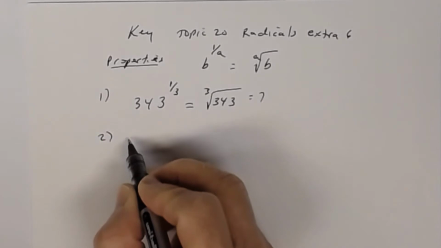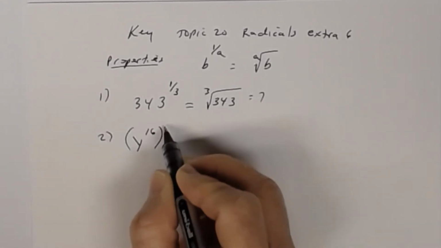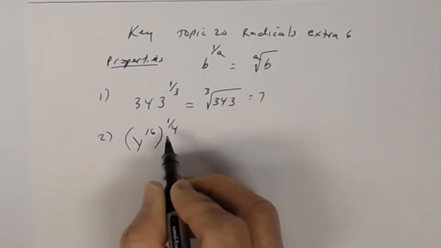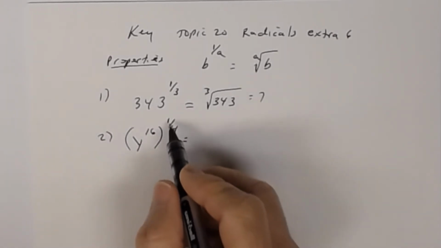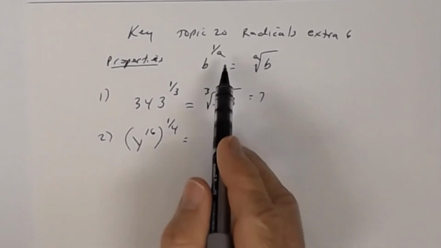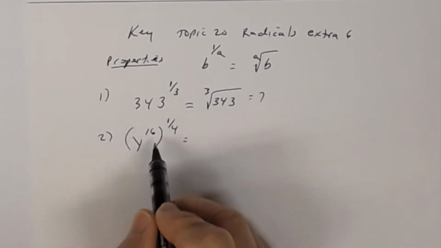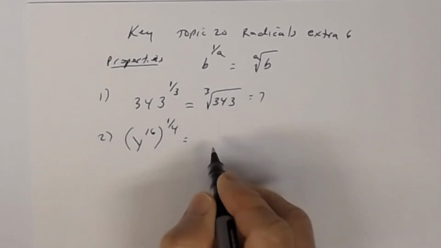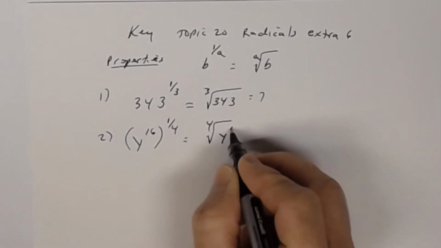Number 2, you have y to the 16th raised to the 1/4 power. Again, I'm going to change this to a radical. Remember, this is 1/4, so the numerator is 1, so that's the easy kind. The denominator is your index, and the base becomes your radicand. So this becomes the 4th root of y to the 16th.